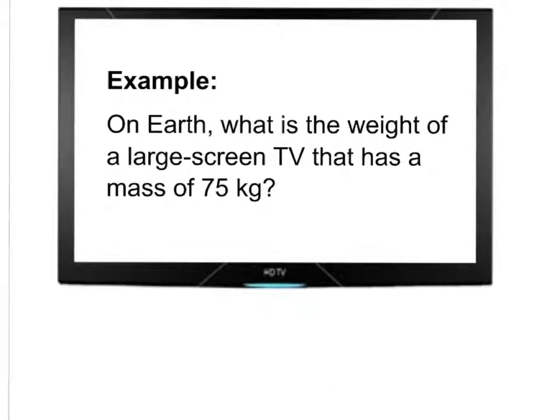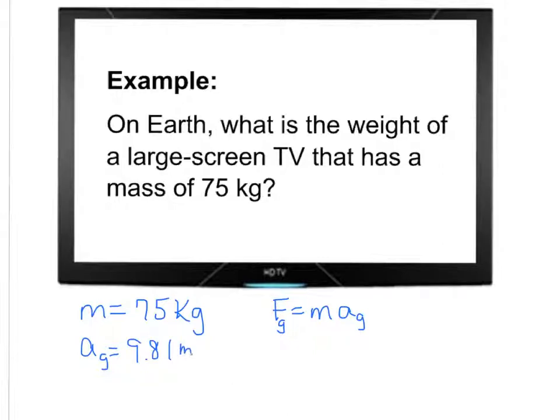So here's a little example. On Earth, what's the weight of a large screen TV that has a mass of 75 kilograms? Well, let's write down what we know. We know mass equals 75 kilograms. We can use our equation force equals mass times acceleration. In this case, the force of gravity equals mass times acceleration due to gravity. So we also know acceleration due to gravity equals 9.81 meters per second squared. So we can just plug our values in here.